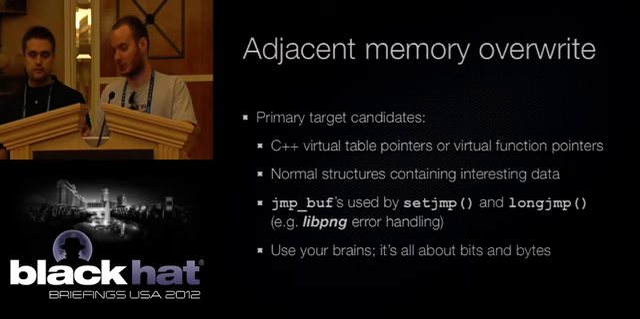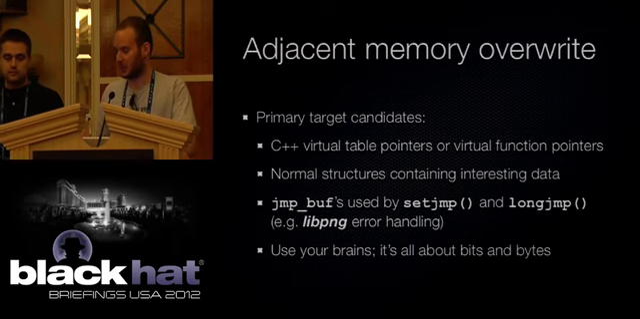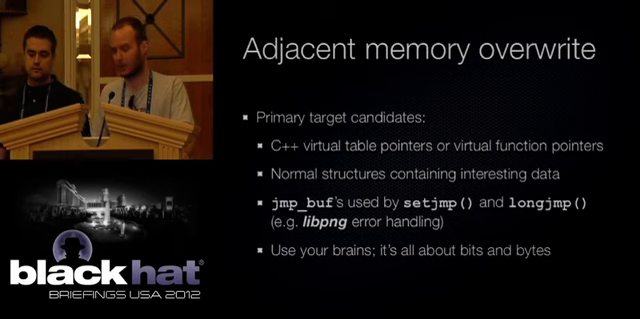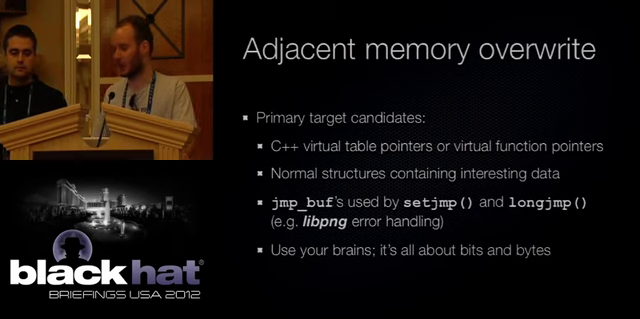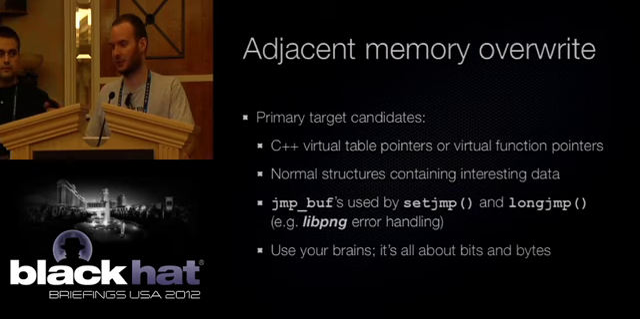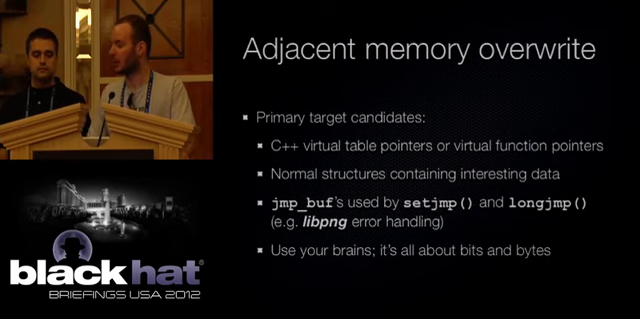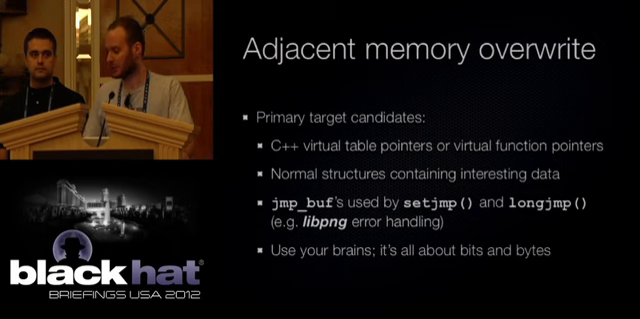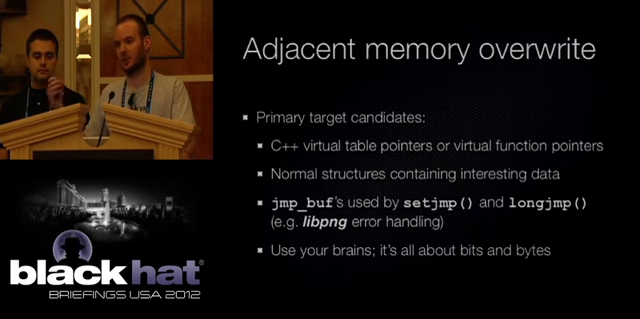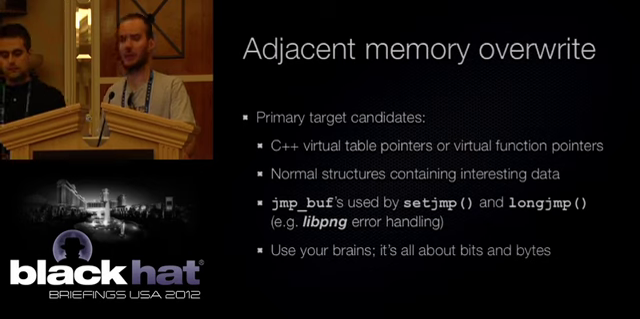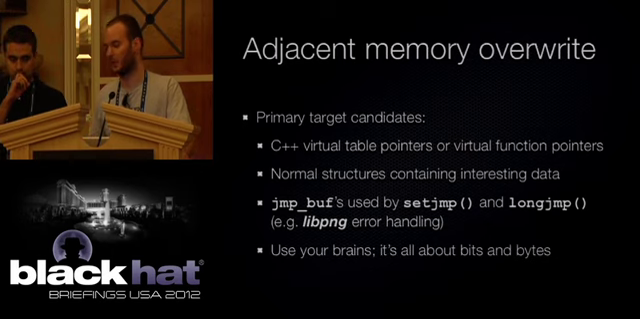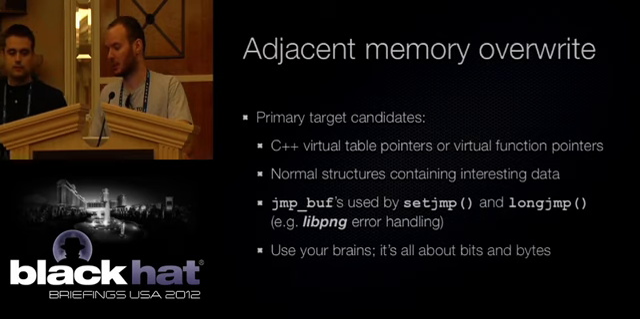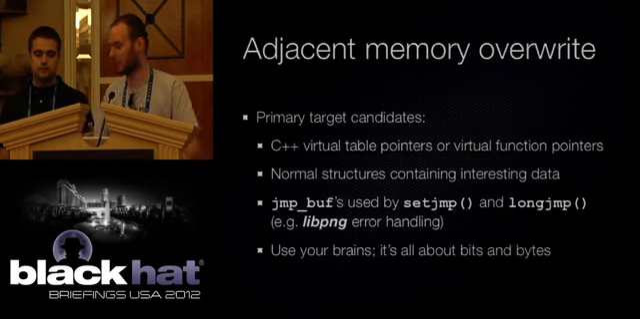A very interesting situation we came across was the libpng error handling code. Libpng, during initialization, calls setjmp, a function that saves all registers in a jump buffer. And when it encounters an error condition, it just longjmps to this saved state. So if we somehow manage to overwrite this jmp_buf, we have total control of the target process. But okay, you can use your brains and come up with a better idea. It's all about bits and bytes, actually, right?